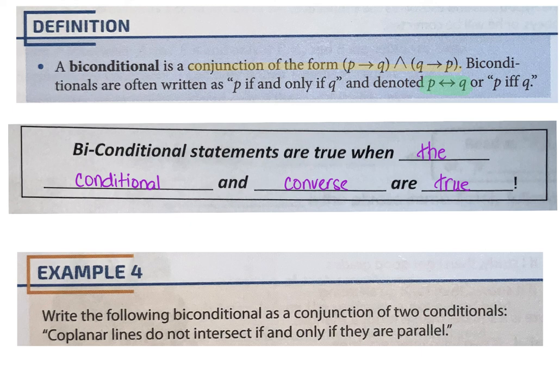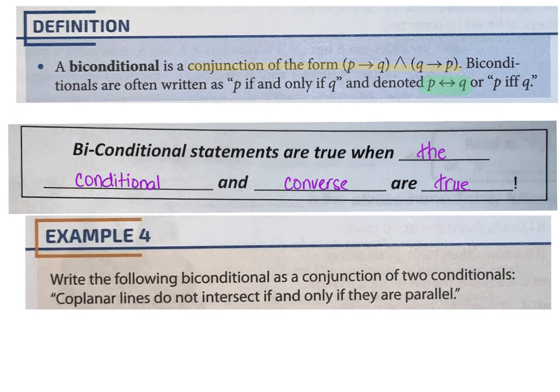Coplanar lines do not intersect if and only if they are parallel. All right? So if you were to split this up into two conditional statements, you would say, if coplanar lines do not intersect, then they are parallel. So is that a true statement? Coplanar lines that don't intersect, that is actually the definition of parallel. So that statement is true.